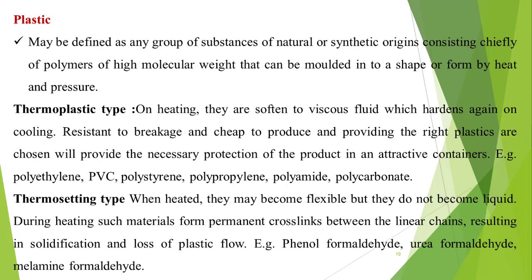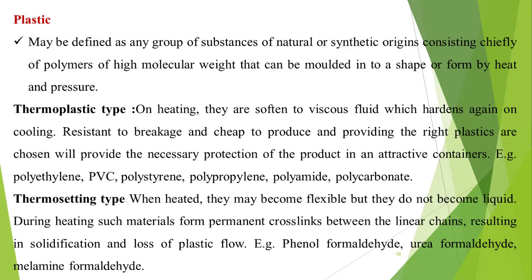Generally, like glass, plastics are of two important types. One is thermoplastic, another is thermosetting plastic. When we talk about thermoplastic, on heating they soften to a viscous liquid which hardens again on cooling. They are resistant to breakage and cheap to produce, and providing the right plastics are chosen, will provide the necessary protection of the product in an attractive container. For example, polyethylene, PVC, polystyrene, polypropylene, polyamide, polycarbonate. If you look, all are organic compounds.